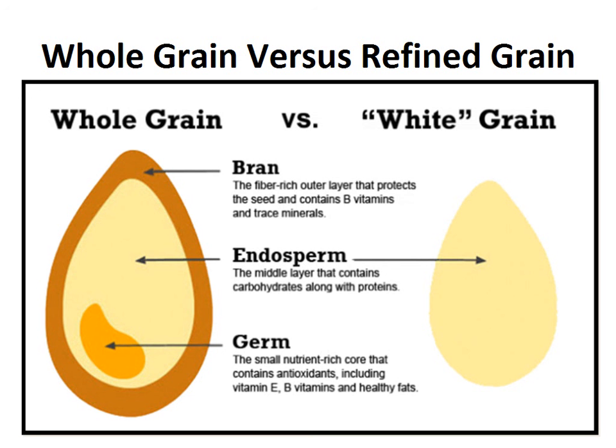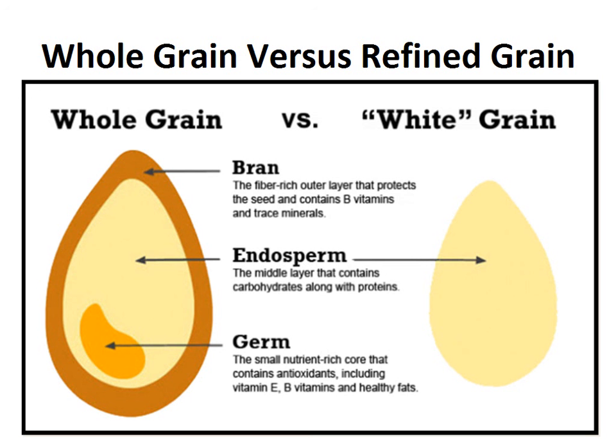And then there's that outer brown layer called the bran. That's where a lot of fiber and B vitamins and other trace minerals are. And then that little tiny yellow part in the middle called the germ, that contains a lot of antioxidants and vitamins and healthy fats. Now, when manufacturers refine grains, they peel off the bran and take the germ out, and they only use the endosperm.